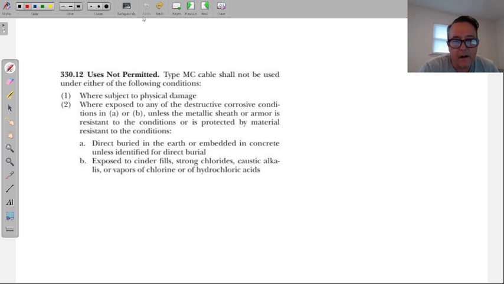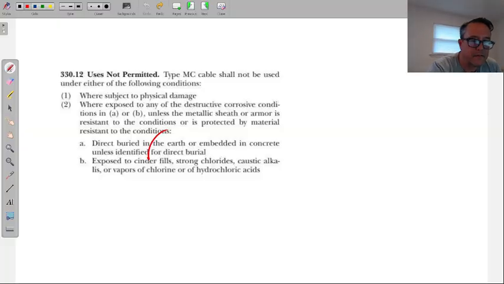All right, exposed to any of the destructive, corrosive conditions in A or B, direct burial in the earth or embedded in concrete, unless identified. So you have to make sure that you're buying MC cable that is identified for direct burial, which means going directly into the ground. Whenever they say direct burial, it means this thing goes in the ground. It doesn't go in the ground in a conduit, it goes in the ground itself. Or embedded in concrete. You have to buy the MC cable that is rated for going into concrete, which is not the one that you guys are using right now.